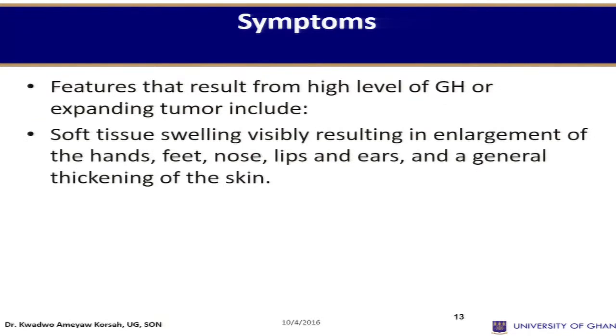Symptoms or clinical manifestations in general: features that result from high levels of GH or an expanding tumor include soft tissue swelling, visibly leading to enlargement of the hands, the feet, nose, lips, ears, and a generalized thickening of the skin.